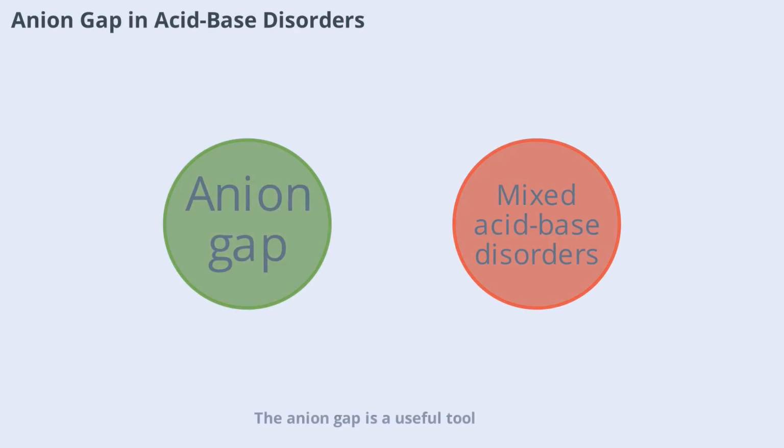The anion gap is a useful tool for detecting mixed acid-base disorders and guiding therapy. It is calculated as Na+ minus Cl- minus HCO3-. An elevated anion gap indicates the presence of added acids, such as in renal failure or ketoacidosis. Understanding the anion gap helps refine ABG diagnoses and identify complex disorders.